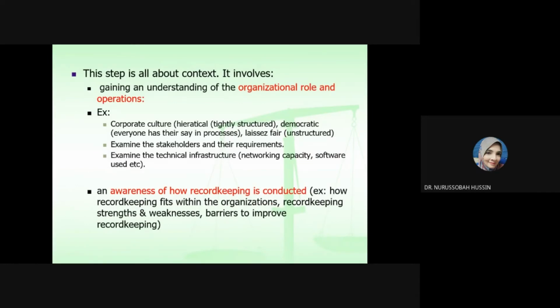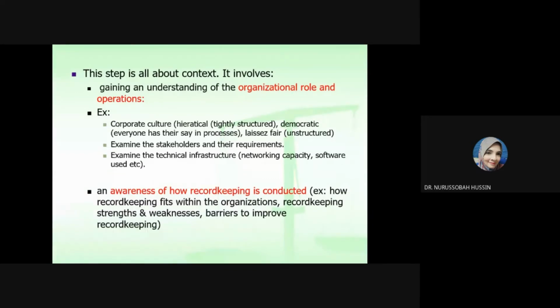Basically, the preliminary investigation is all about context. Okay, it's all about the background. So it involves gaining an understanding of the organizational rules and operation. For example, we have to know the corporate culture, whether the organization is tightly structured, democratic or laissez-faire. This is very important because top management will make the decisions and we want to know who the authorized person is to access the records later on.